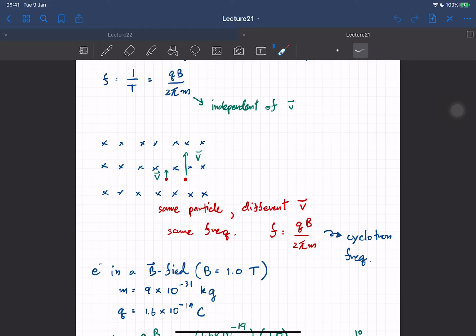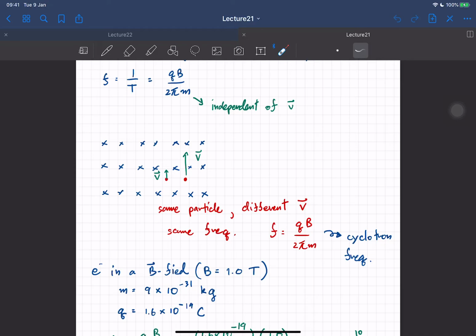At least if you put some particle in a magnetic field and it doesn't do anything, it doesn't go around in a circle, then you can conclude already that that particle has no charge, so it's neutral. So maybe it's a neutron or something like that.